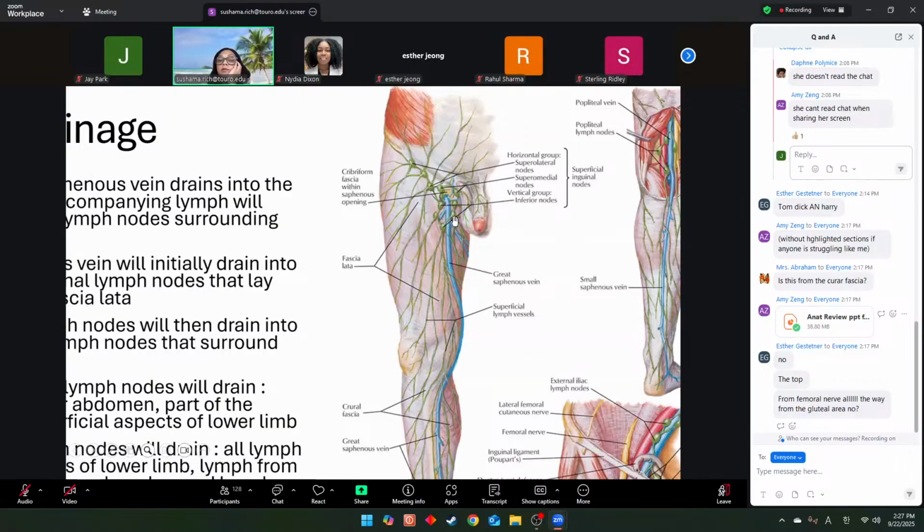Then there is a set of lymph nodes called deep lymph nodes. Deep lymph nodes are found along the femoral vein, which is deeper than this. This is fascia lata. These lymph nodes are found superficial to the fascia lata. This is the fascia lata. So these are horizontal group. This is a vertical group. And then there's a deep group that's found along the deep aspect of the femoral vein.